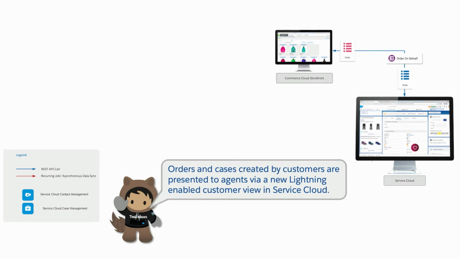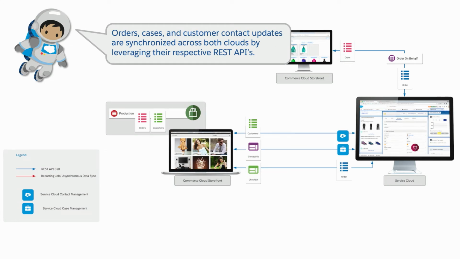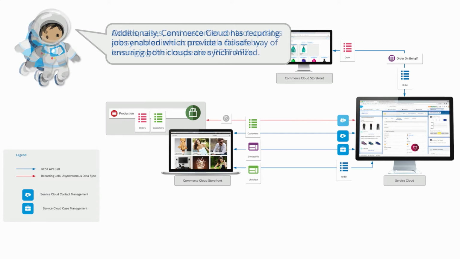Orders and cases can be viewed by service agents from within Service Cloud through a series of Lightning components and Visualforce components that we provide and expose. And we synchronize orders, cases, and customer information through a REST API handshake model where, when an order is placed, Commerce Cloud announces to Service Cloud, hey, this order has been placed, and provides the ID for it. Because Service Cloud has been authenticated to leverage Commerce Cloud's REST APIs, we can then, through OCAPI, pull that order's details, parse out the details that we want to leverage, and create that order record in Service Cloud.